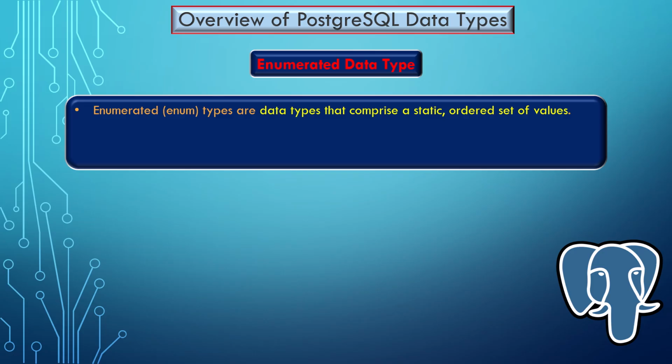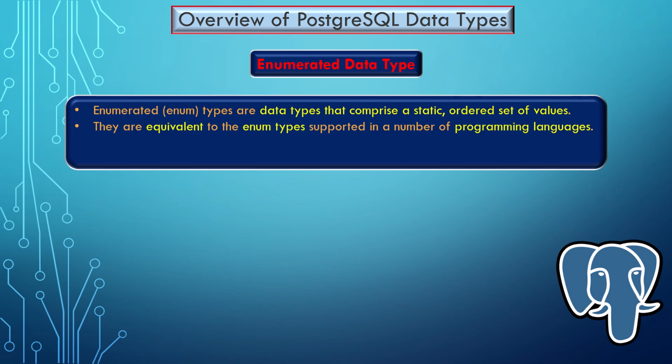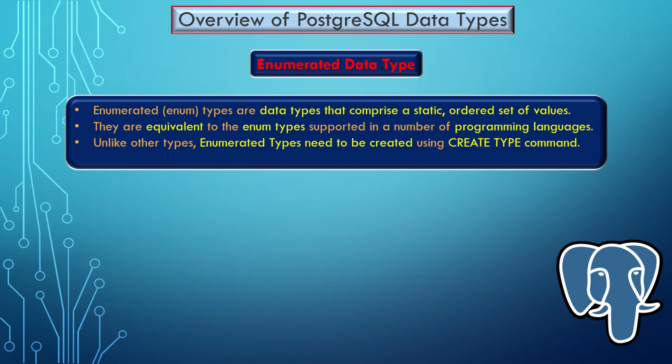Enumerated or enum data types are data types that comprise a static, ordered set of values. They are equivalent to the enum types supported in a number of programming languages. Unlike other types, enumerated types need to be created using the create type command. This type is used to store a static, ordered set of values.